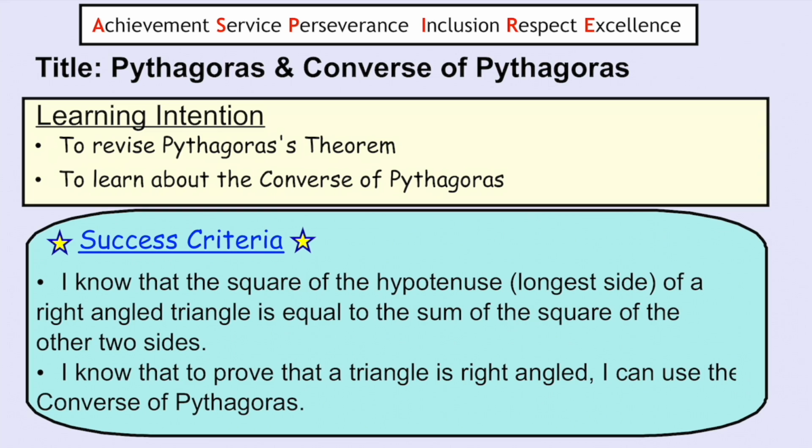In terms of the success criteria, let's just have a quick recap. We know that through Pythagoras' theorem, the square of the hypotenuse, or the longest side of a right-angled triangle, is equal to the sum of the square of the other two sides. We can use this fact about right-angled triangles to show that an angle is right-angled, which we call the converse of Pythagoras, which we'll be going through afterwards.